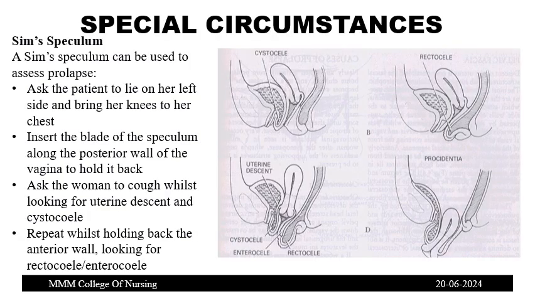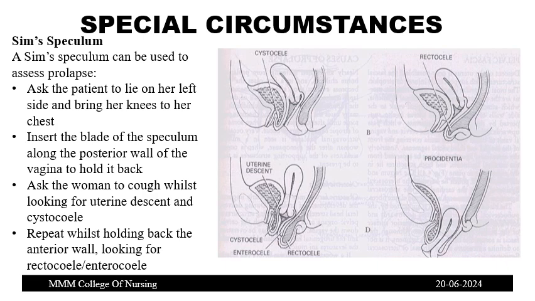So there are some special circumstances where you need to do some investigations. You need to take any biopsy or smear. Okay, so those will come under special circumstances that we'll see. The first is the assessment of descent, uterine descent. That will be done with a Sims speculum.